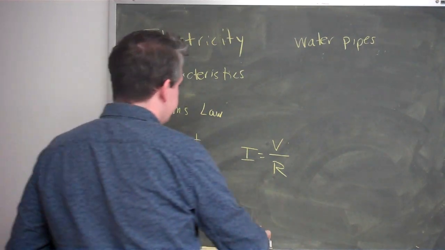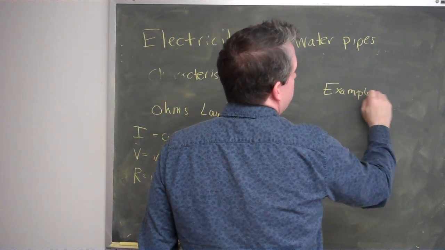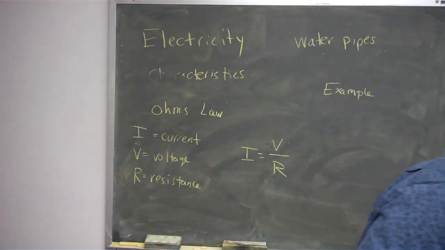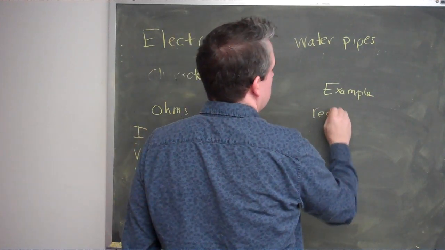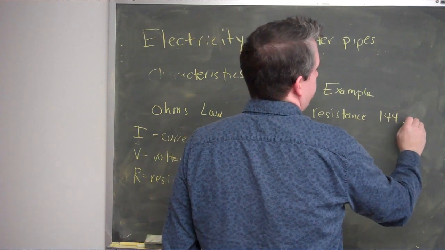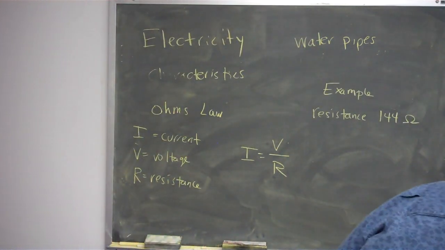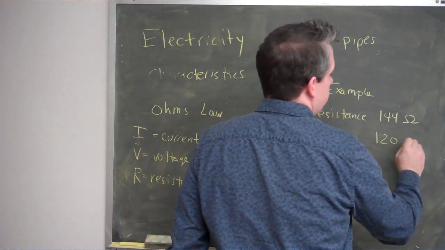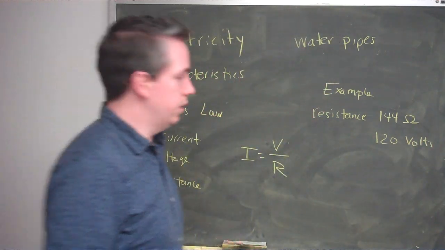So here's an example. If you're looking at a 100-watt light bulb, we know that a 100-watt light bulb has a resistance of 144 ohms. Actually, we don't all know that. I just looked that up on Google. And then if we connect the light bulb to a circuit with 120 volts, like in our house, we can ask what's the current.